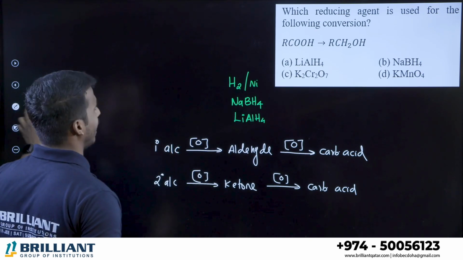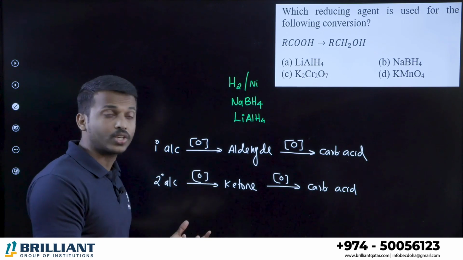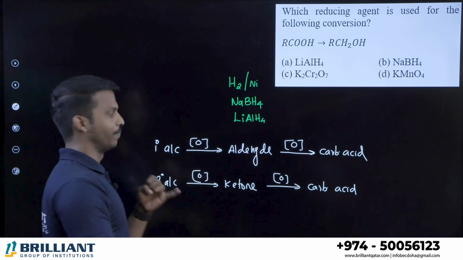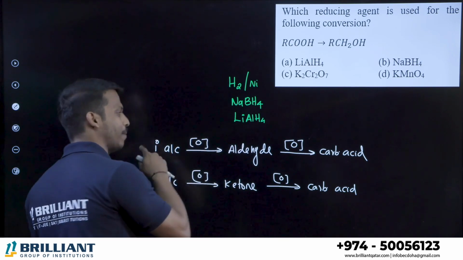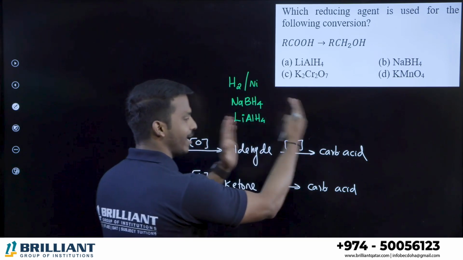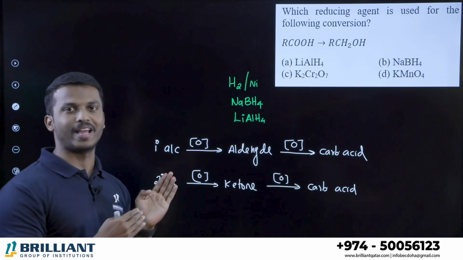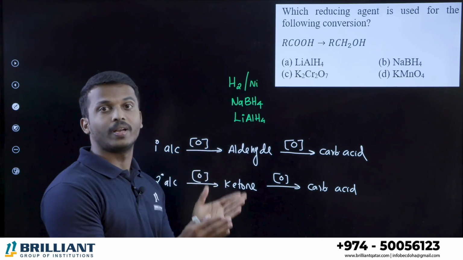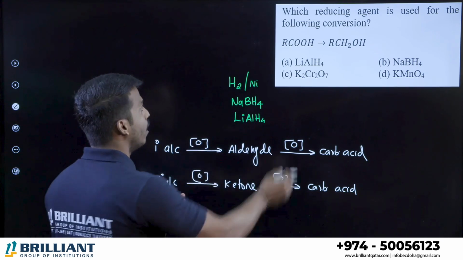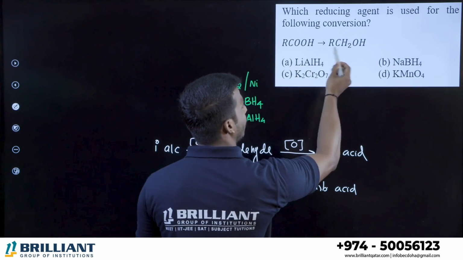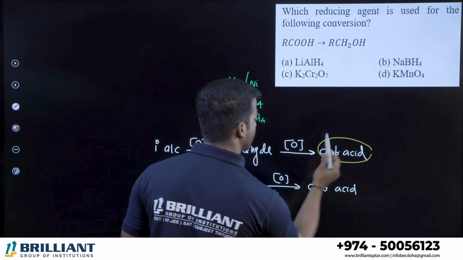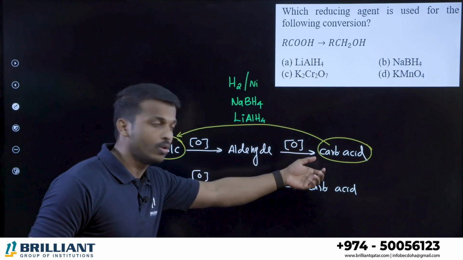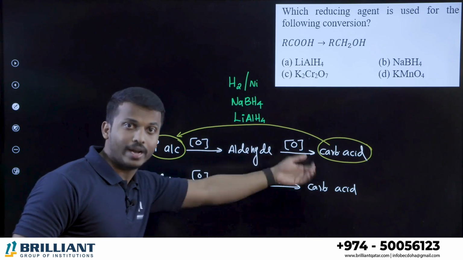So which reducing agent? This is oxidation. So what is reduction? Carboxylic acid, if you want to convert into aldehyde, that is reduction. Aldehyde, if you want to convert into primary alcohol, that is reduction, right? Forward reaction is oxidation. So of course, backward reaction, reduction. Which reducing agent is used for the following conversion? What you have to convert here? One carboxylic acid you have to convert into primary alcohol. We have to carry out two steps, right? Two reductions need to happen.